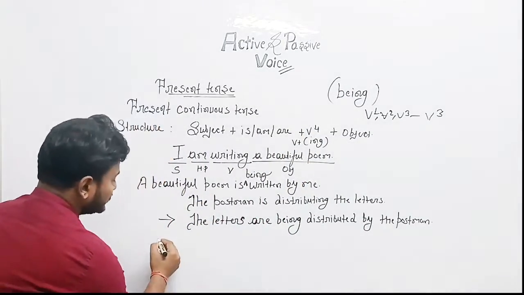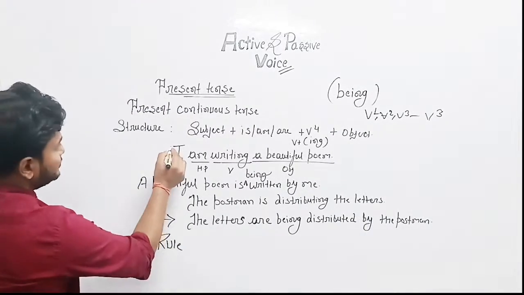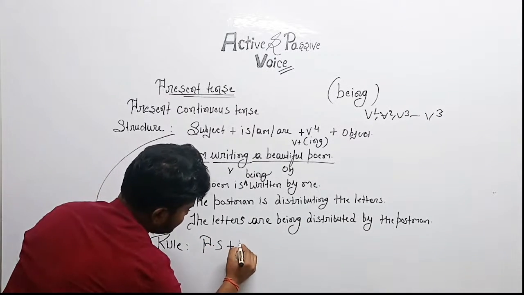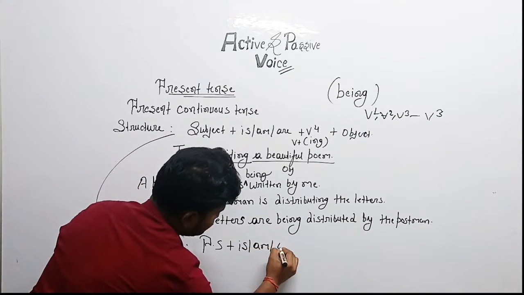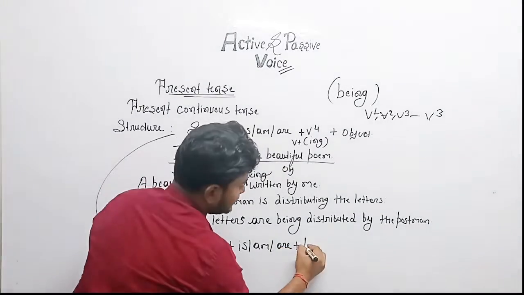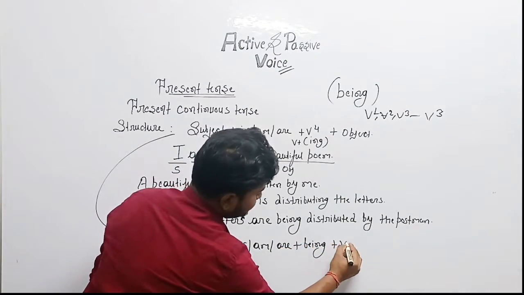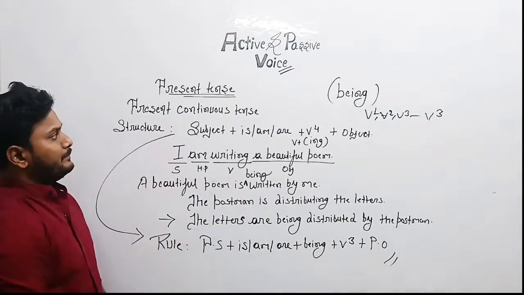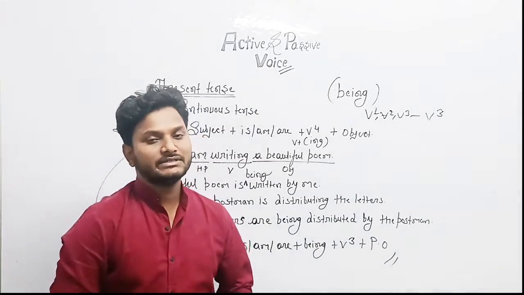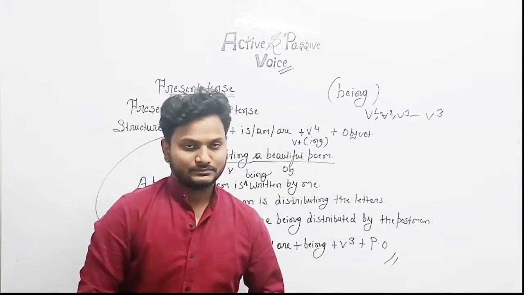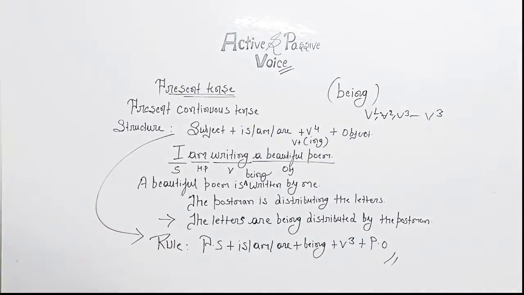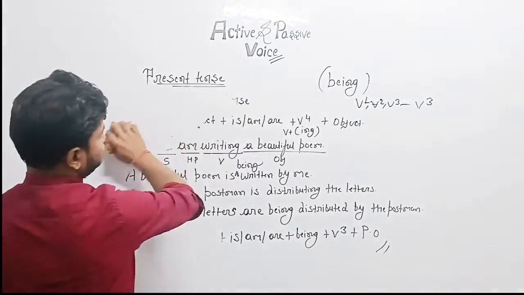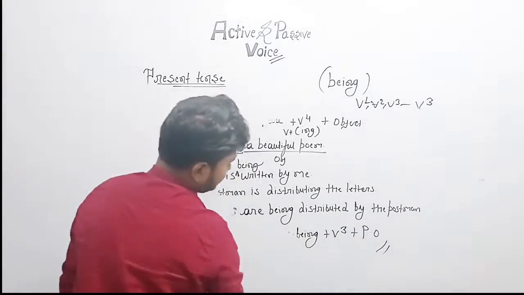Now let me write the rule. How to convert it? This is the rule: passive subject plus is/am/are plus being plus verb 3 plus passive object. This is the rule of changing the sentences of present continuous tense into passive voice. Now we will talk about present perfect tense. Let me rough it.